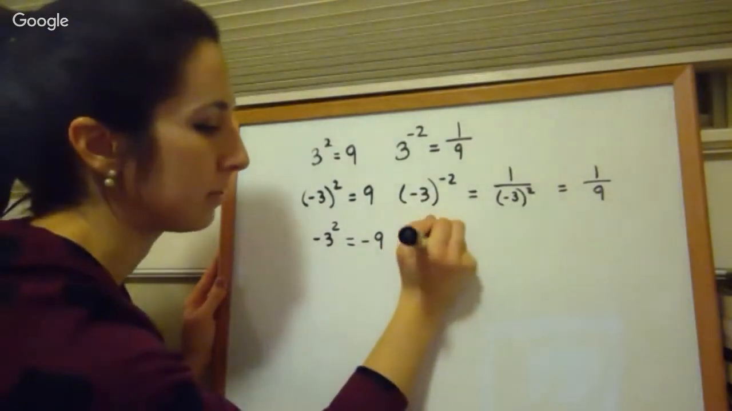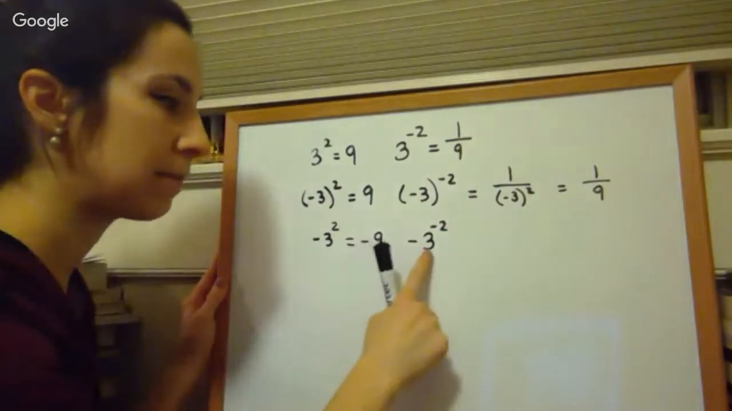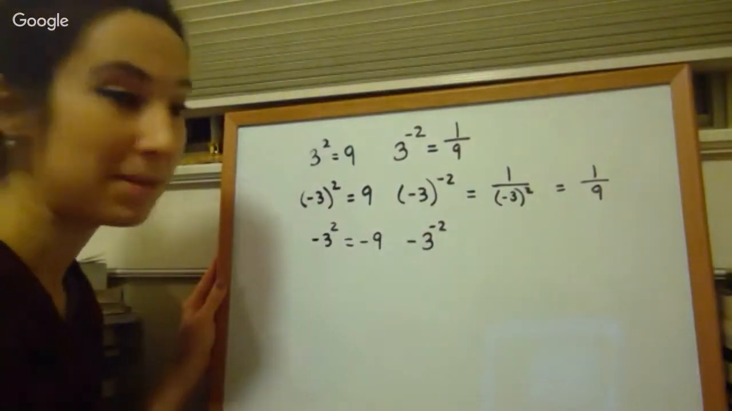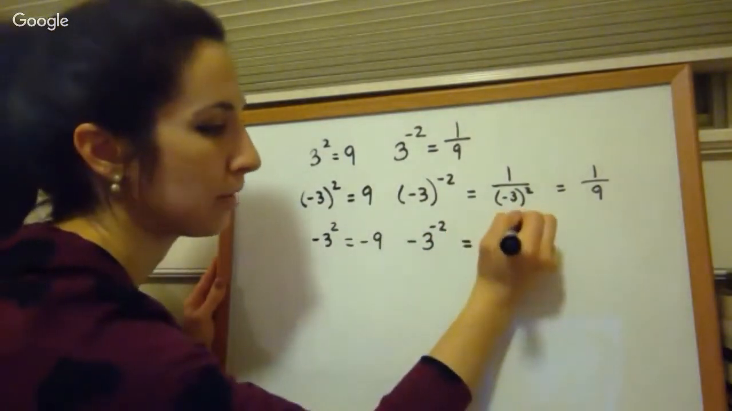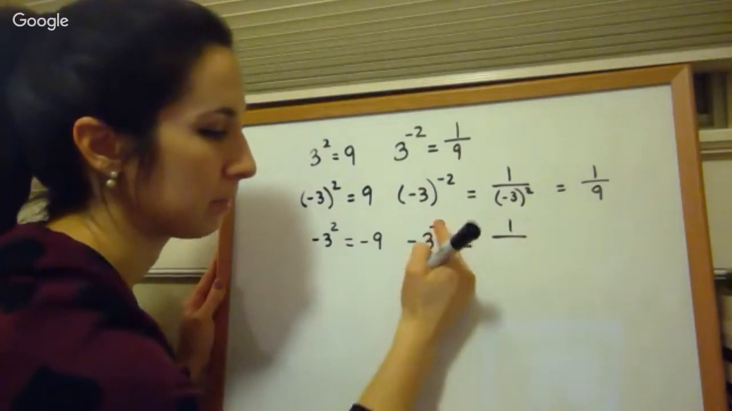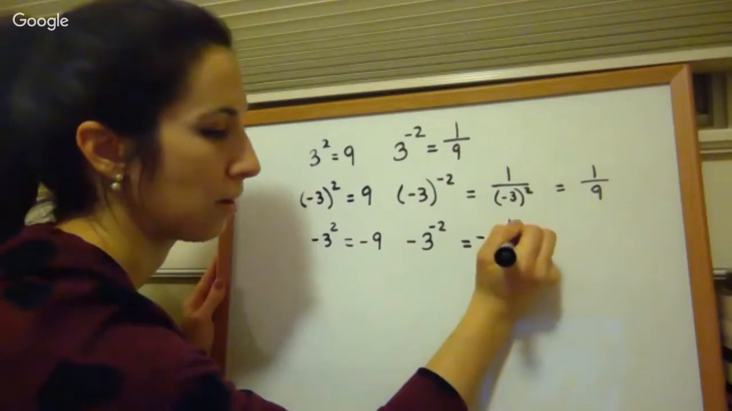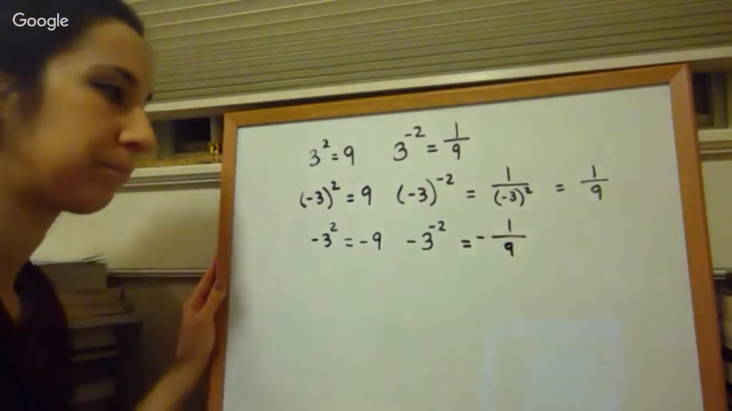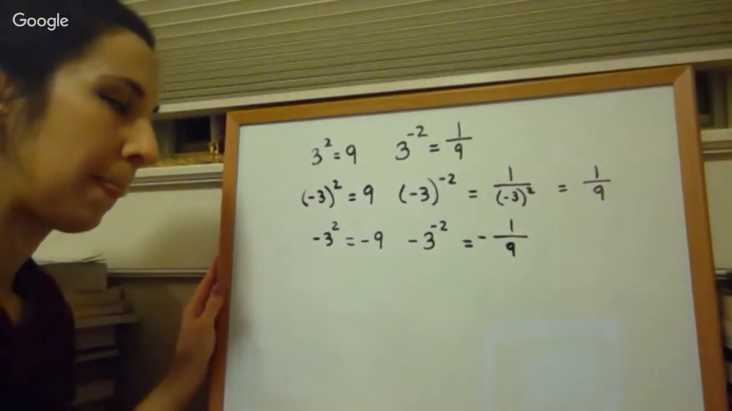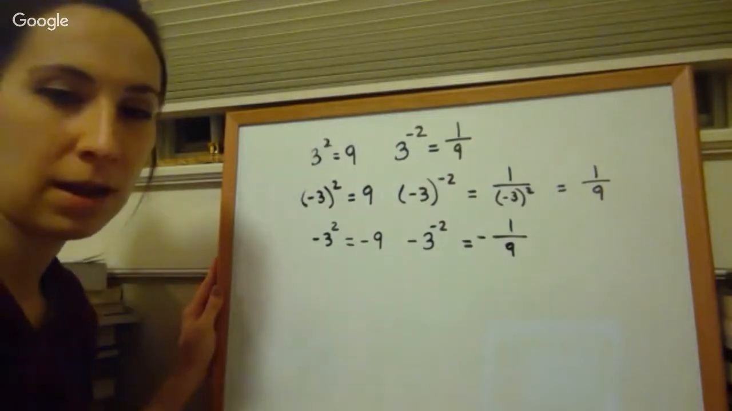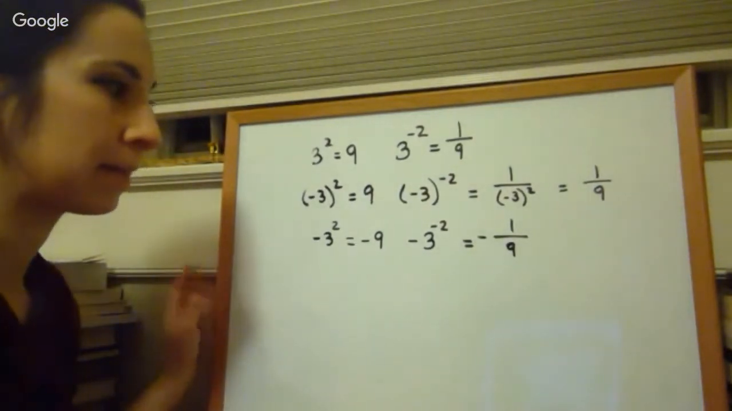Okay? If I do this, -3 to the -2nd power, same deal. Only the 3 is being raised to the -2nd power. So you have a -1/9. Okay, I hope that's clarifying some things.